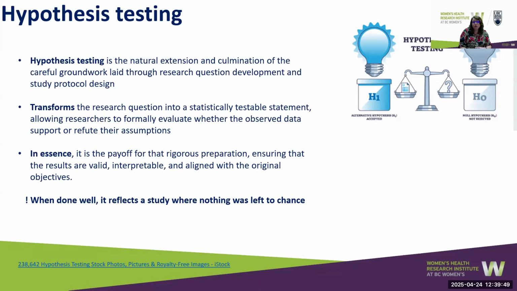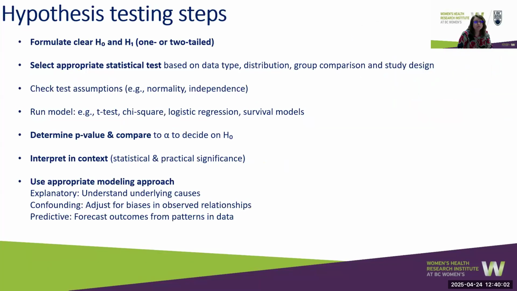And in essence, it should be rigorous preparation, ensuring that results are valid. So if you had an invalid hypothesis, it probably will be very hard to answer your research question. So what are the hypothesis testing steps? We need to define the null and alternative hypothesis. We need to decide if we're doing one or two tails.